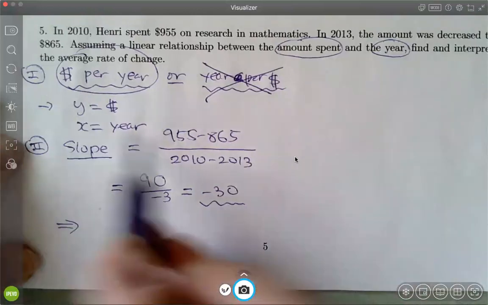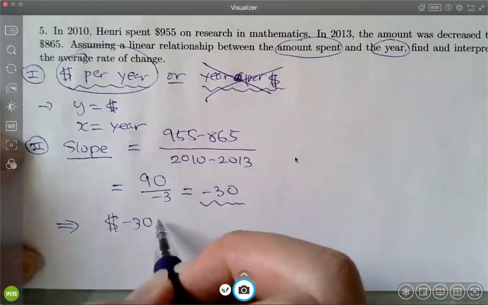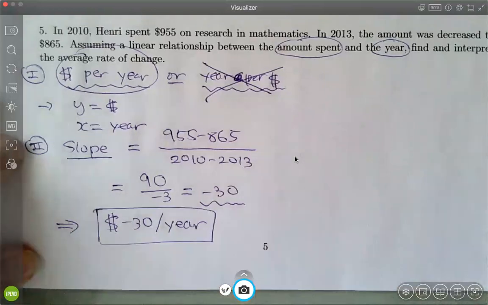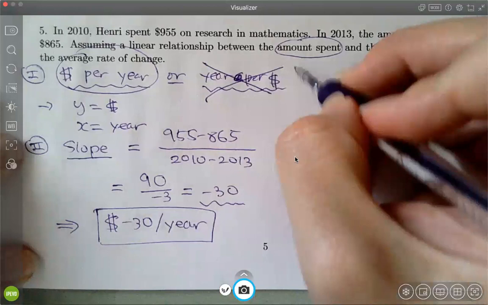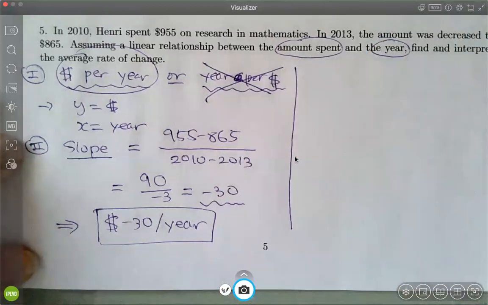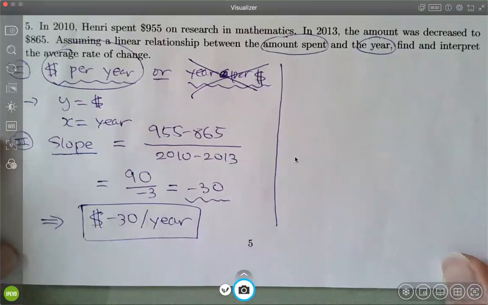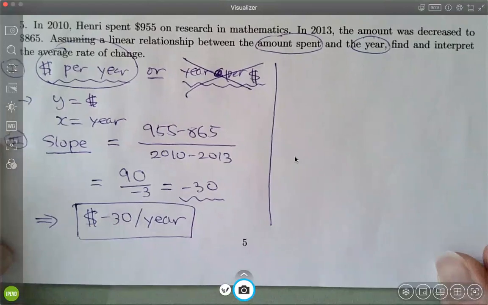So what does that mean? Negative $30 per year. Okay, that's the answer. Now, what does this even mean? We know money cannot have a negative value, so is this false? What does negative $30 per year mean? You're spending negative $30 per year on research. So the negative means what? Increase or decrease?